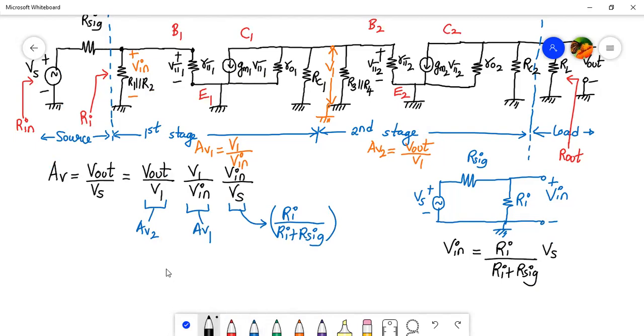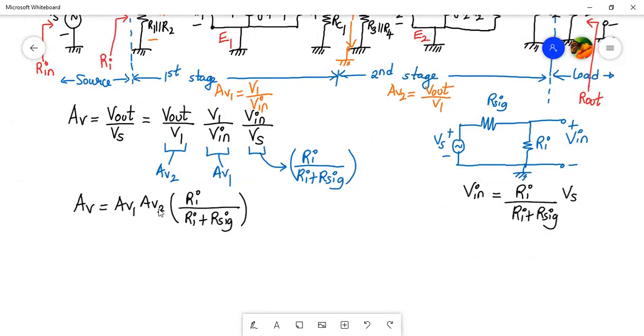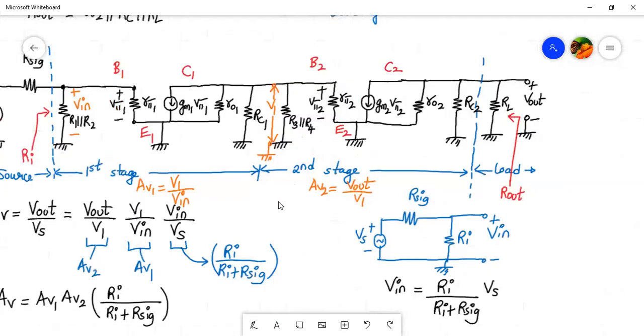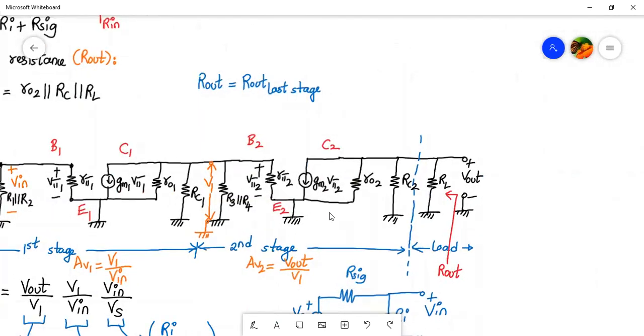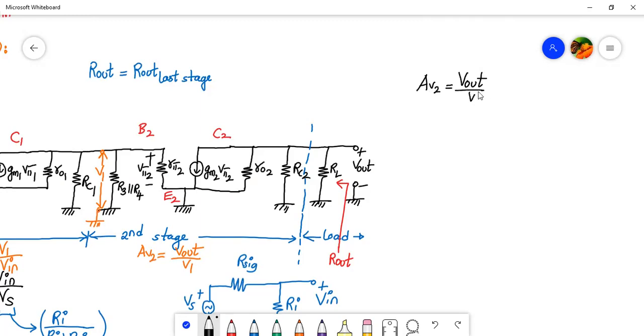And now we can write it in this form: the overall voltage gain AV will be given by AV1 into AV2 into Ri divided by Ri plus R sig. Okay, clear? So next we have to determine the expressions of AV1 and AV2. Fine, so let's start. We know that AV2 is basically given by V out upon V1.